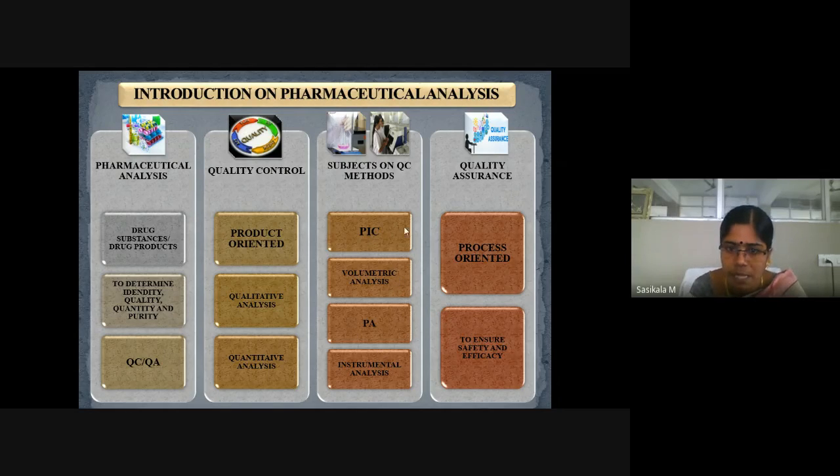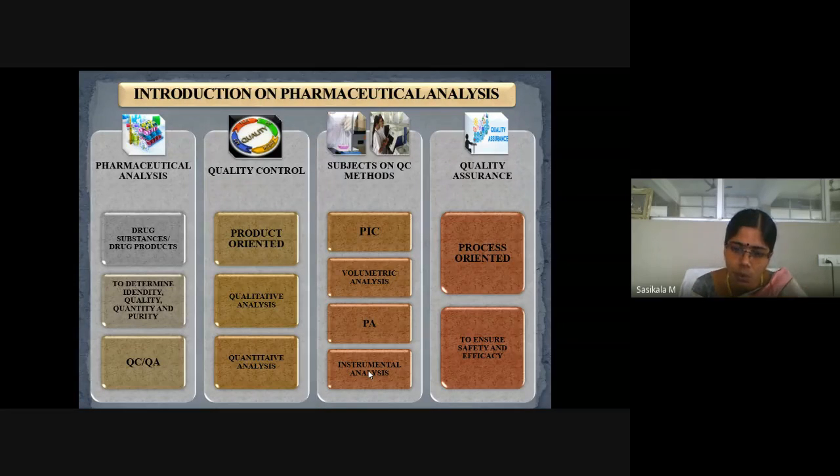Volumetric analysis is a very basic method. And now we are moving to pharmaceutical analytical methods. They are nothing but instrumental analysis, using instruments with a minimum quantity. What is the advantage of instrumental analysis compared with volumetric analysis? In volumetric analysis, you will be using a larger amount of sample. At least in grams you need to take for volumetric analysis, like at least 1 gram, 2 grams of sample. For instrumental analysis, you require only microgram to milligram amounts.